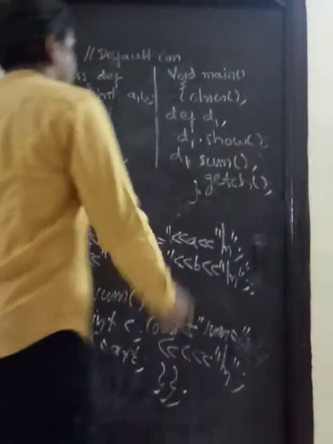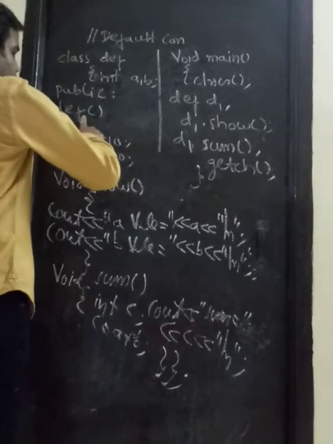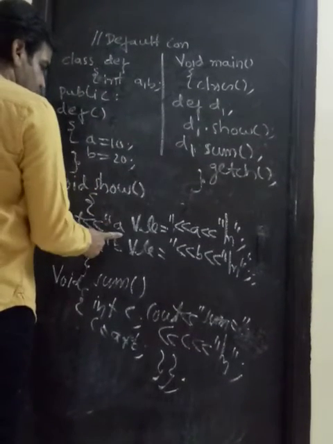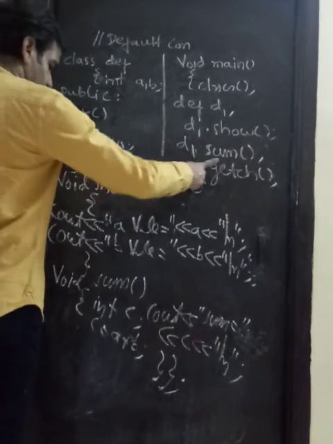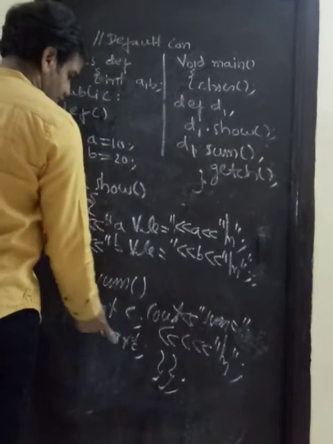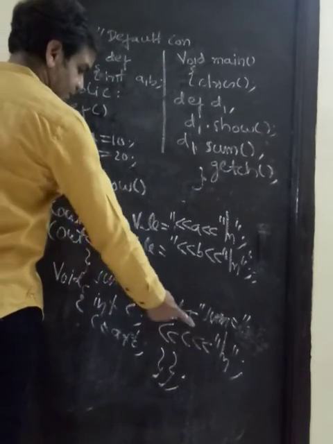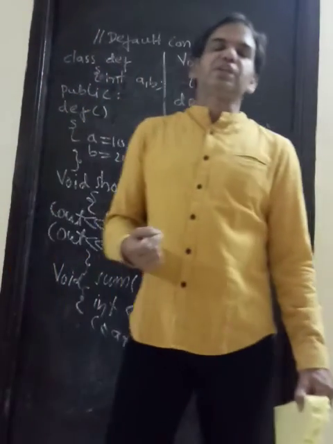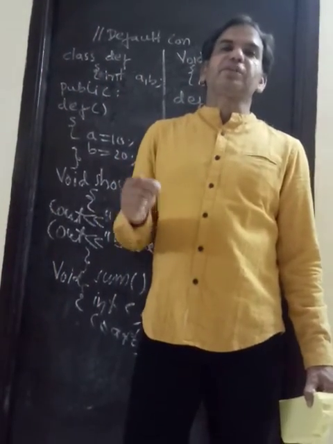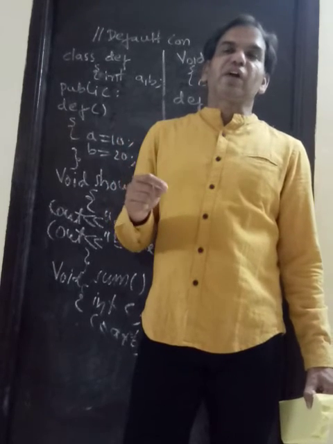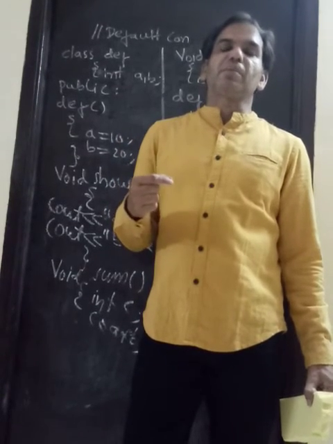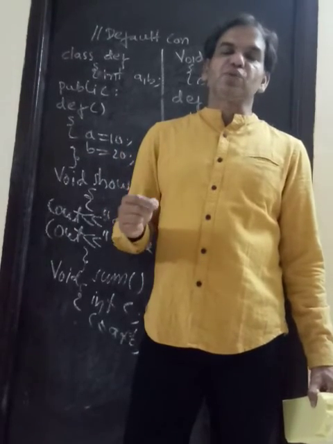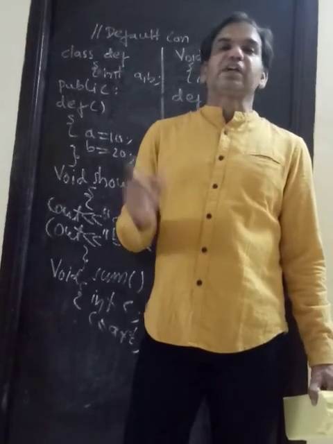When you trace the program, first the d1 constructor will be invoked, so it will initialize a value 10, b value 20. d1 dot show displays a value 10, b value 20. d1 dot sum: integer c is equal to a plus b, 10 plus 20, 30, so it will display sum is equal to 30. This is the program output. After this, the next one is the parameterized constructor. Once again, in the default constructor the data members will be initialized, and any constructor does not have any return type.